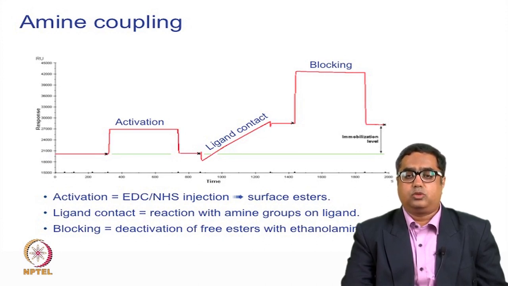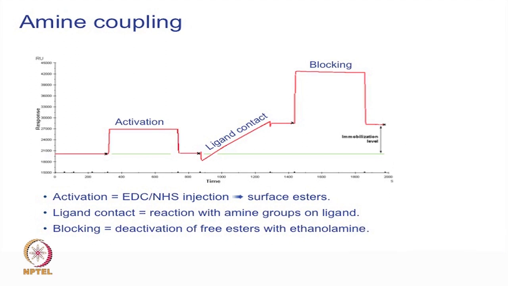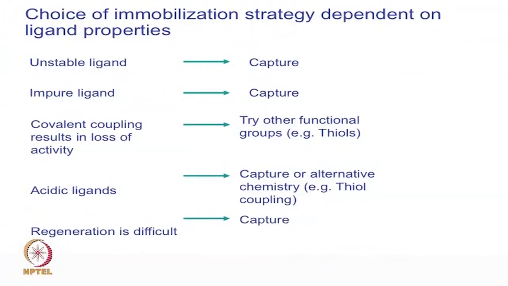And the extra groups that are activated are blocked by ethanolamine. The choice of the immobilization strategy generally depends upon the kind of molecule we have. Let's say we have an unstable ligand, then we go for capture. Let's say we have an impure ligand, we go for a capture.